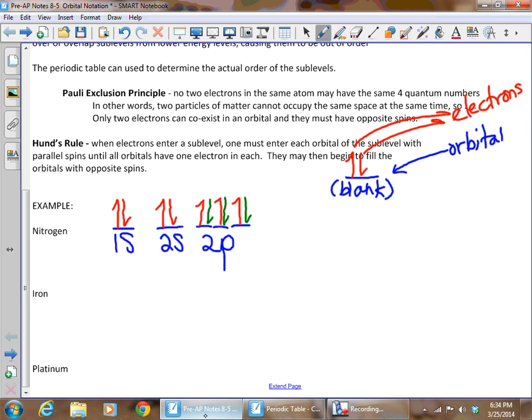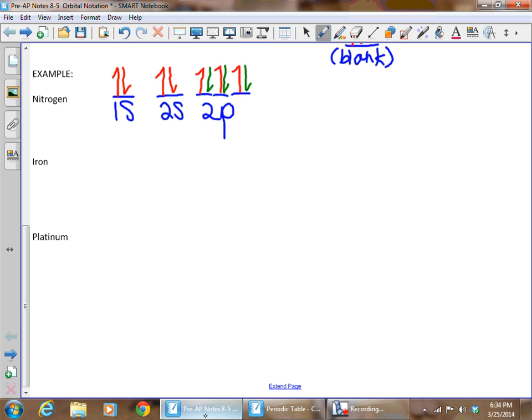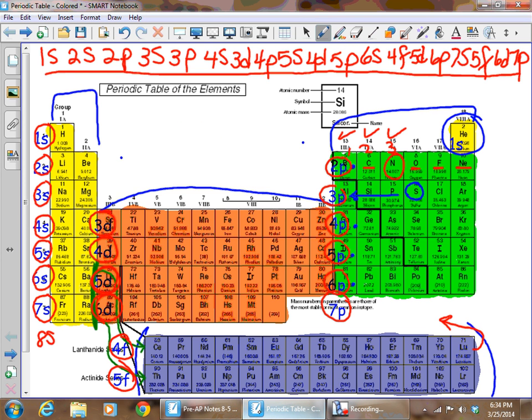So let's look now at iron. We go back to our periodic table. Iron, right here, is a 3D element. What that means is that iron's last electrons are in the 3D sublevel. And notice that it is 1, 2, 3, 4, 5, 6 spaces over in that D sublevel, which means that 6 of its electrons, its last 6 electrons, are in that 3D sublevel.